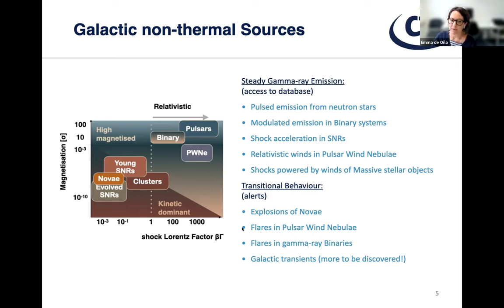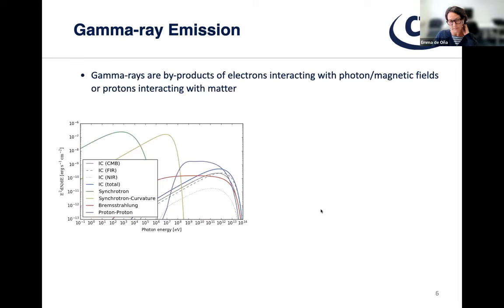But we also expect to see emission from sources which are in principle steady, such as the wind nebulae from pulsars. This is something that we've seen in the GeV regime and we expect to detect. And there is, of course, the unknown and everything that we expect to unveil by increasing the sensitivity to transient objects, as Antonio showed in the previous talk. So I just want to say a couple of things.